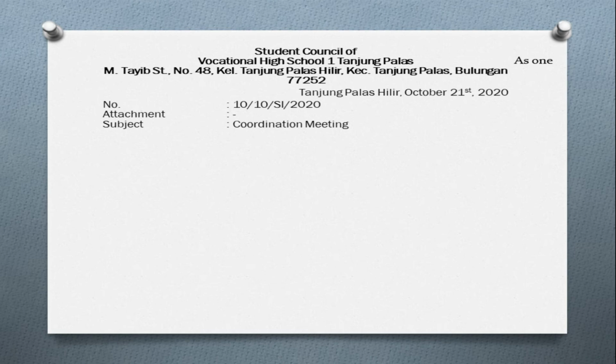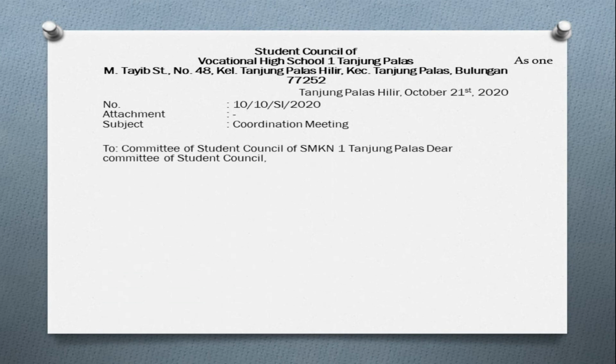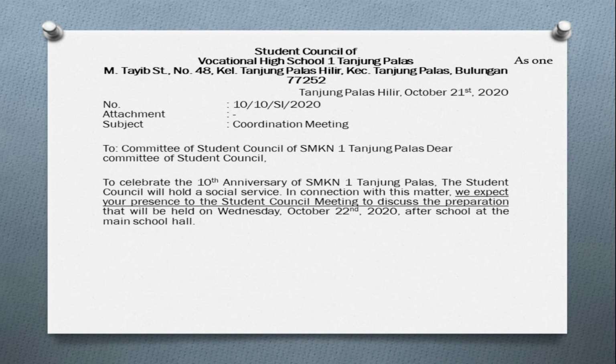Right, this is an addition. About the subject of the meeting, you want your invitees to know what kind of activity will be done there. You can state it in this subject. Next is the invitee. To Committee of Student Council of SMK Negeri 1 Tanjung Palas. It is optional. You can change the name of the school. And dear Committee of the Student Council, it means that the invitee is the main committee of the Student Council. Maybe the other members are also invited. Maybe not.